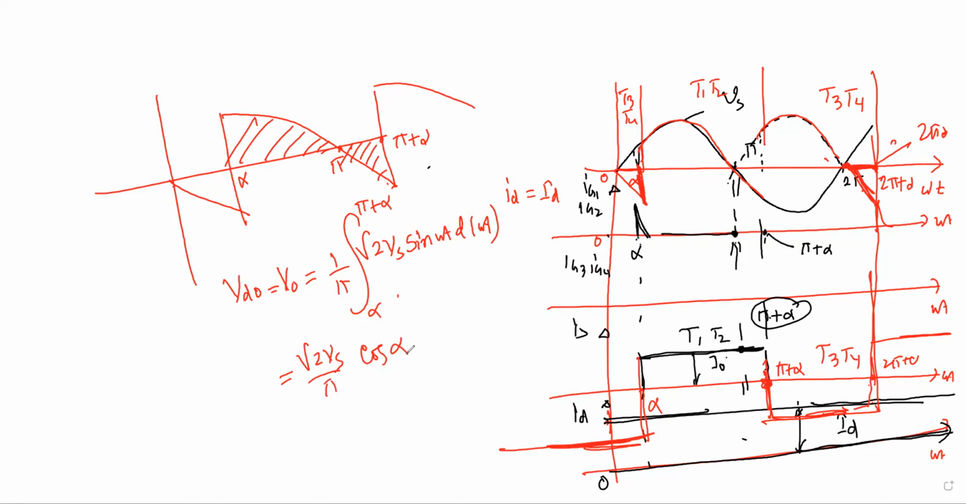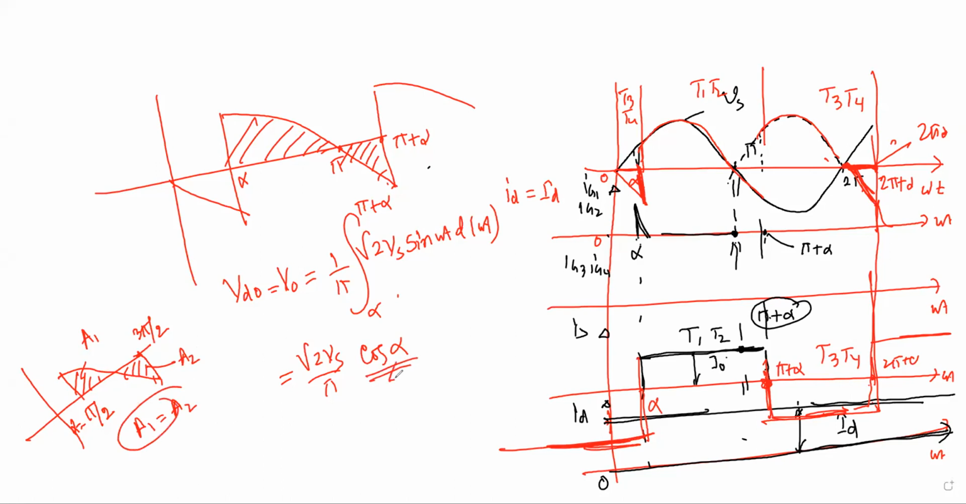You understand it? Now, if you put alpha equal to π by 2, what should be your average value? This is your π by 2, alpha equal to π by 2, and this is your 3π by 2. What should be the average value? This area A1 is positive, this area A2 is negative, and A1 equals A2, so zero. That is why if you put alpha equal to π by 2, you will get zero voltage.